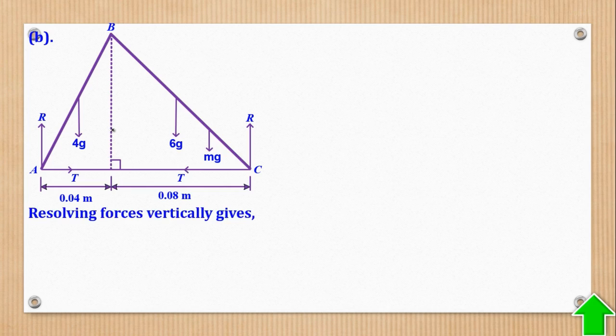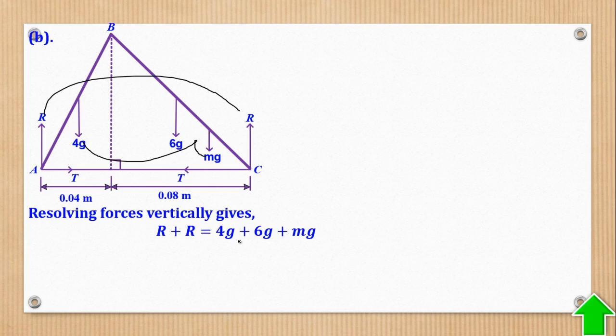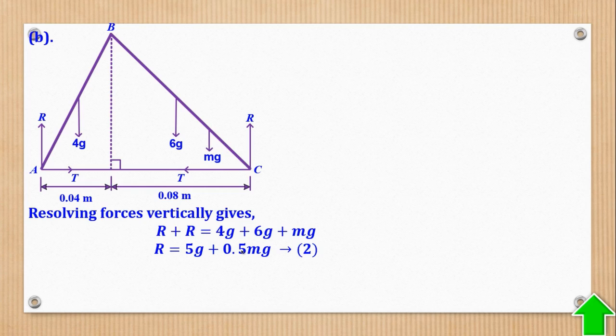So now let's resolve vertically. When I resolve vertically, upward forces there is R plus R, and downward there is 4G plus 6G plus mg. So when I simplify, I come up with 2R being equal to that. Then when I divide by 2, I come up with R being equal to 5G, because 10G divided by 2 is 5. Then mg divided by 2 is 0.5 mg.